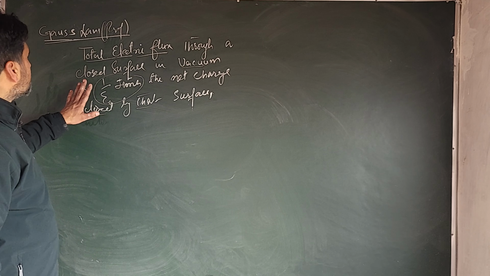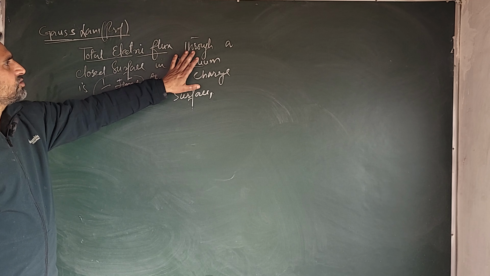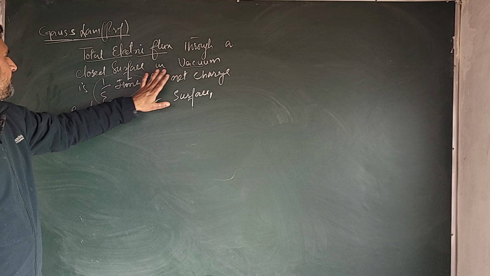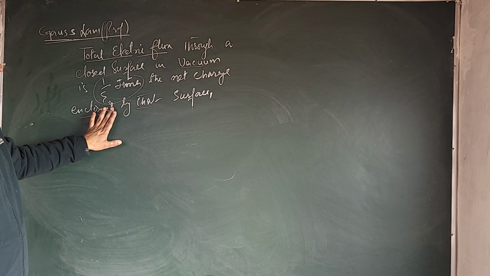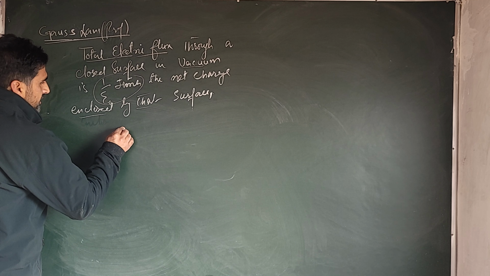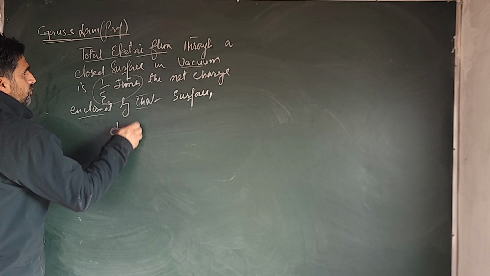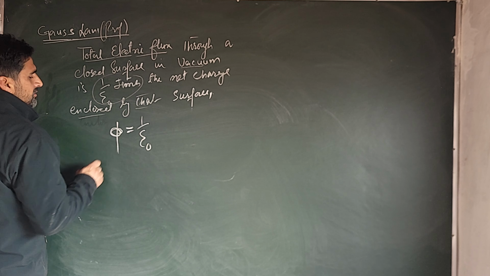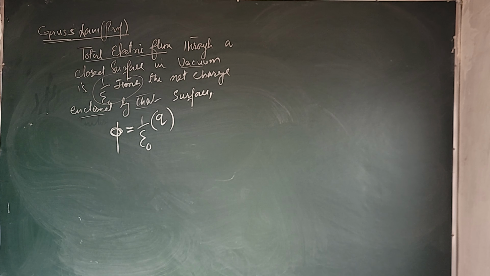So let us discuss Gauss's statement. It states that the total electric flux through a closed surface in a vacuum is 1 over epsilon naught times the net charge enclosed by that surface. Now, what does this statement actually mean? It shows that flux, denoted by phi, is equal to 1 over epsilon naught times the charge enclosed by the surface. This is the mathematical form. This is a statement. Now, how can we understand it?